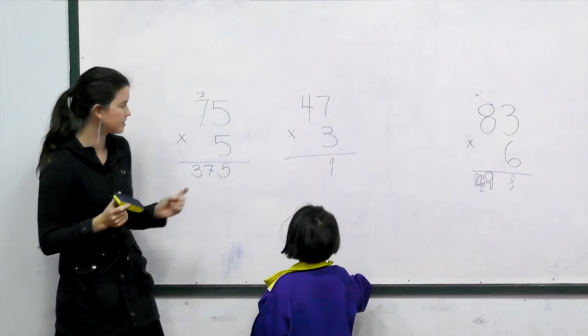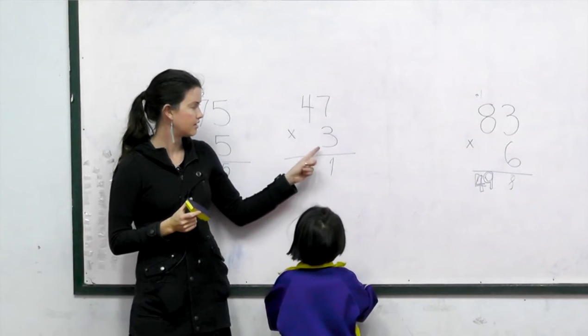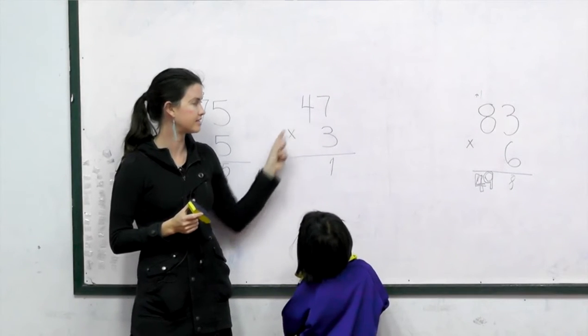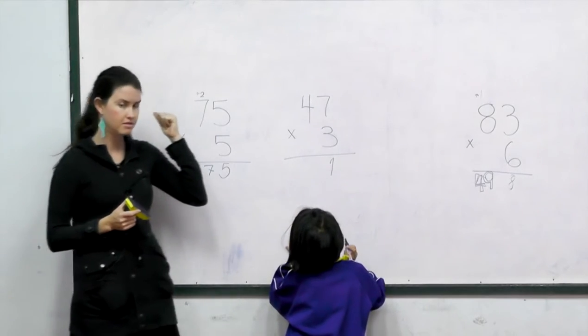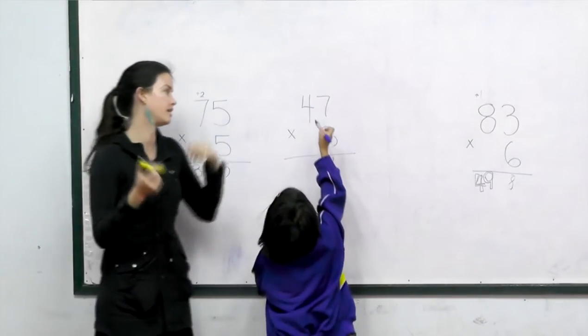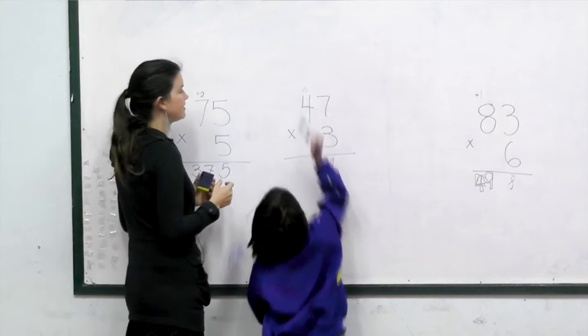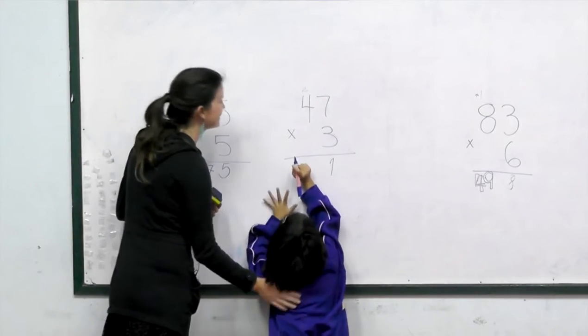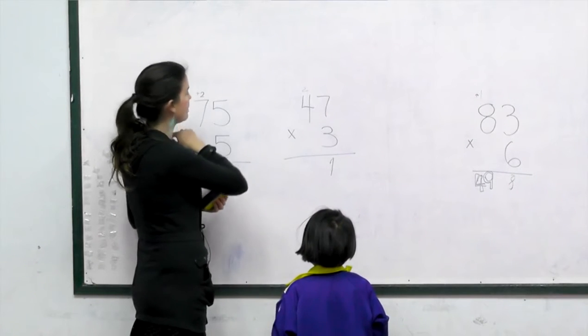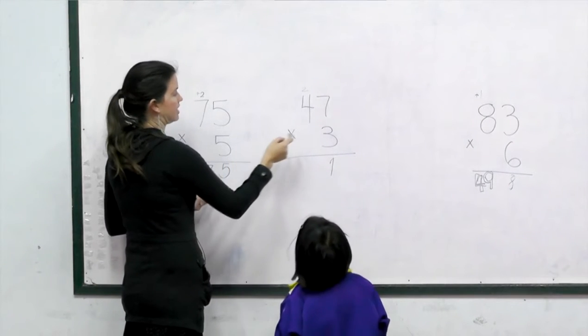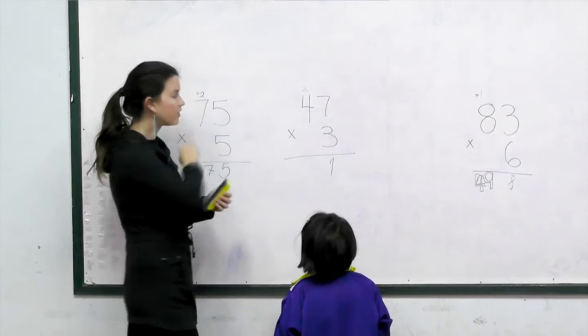You remember what our tens place is? 3 times 7, 7 times 3. Does anybody know? Let's help her out. What do you think? 21. Very nice. So we've got our 1 here, 2 up top that we're going to add. Next, we need to look at 3 times 4.